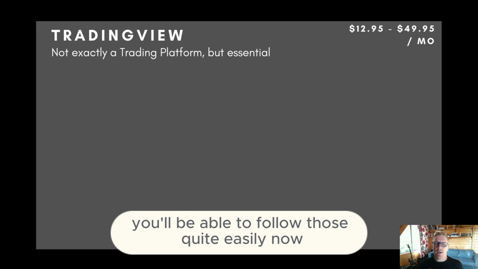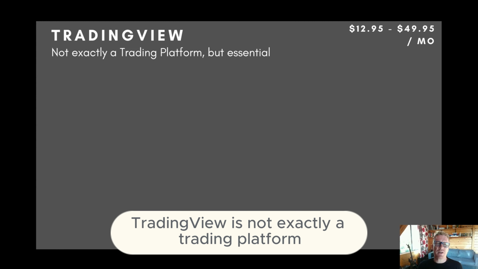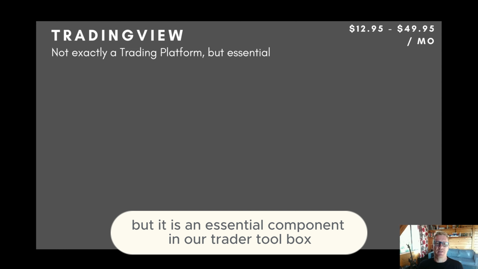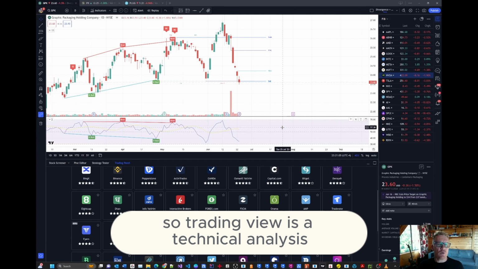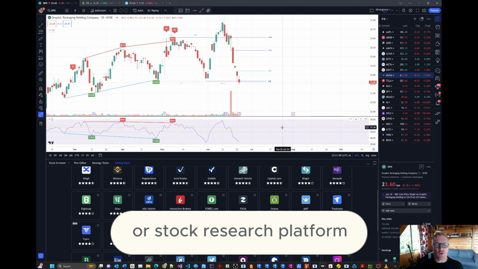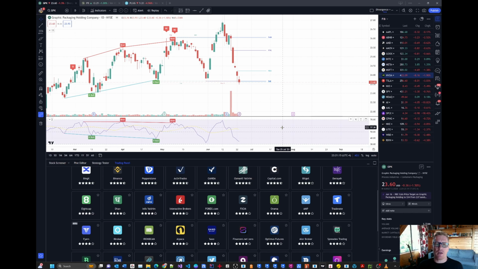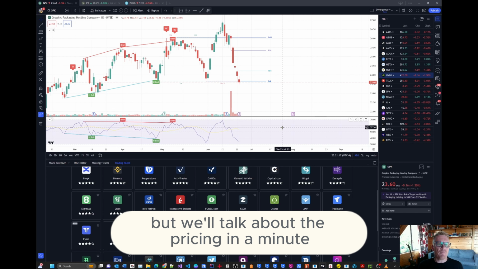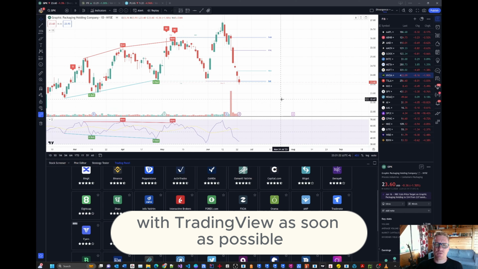Now, the first one we're going to look at is TradingView. TradingView is not exactly a trading platform, but it is an essential component in our trader toolbox, and I'll explain quickly. So TradingView is a technical analysis or stock research platform. It is quite popular. There is a free version, but we'll talk about the pricing in a minute. But I highly recommend that you set up an account with TradingView as soon as possible.